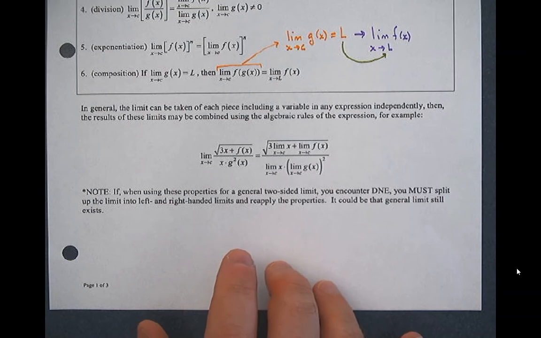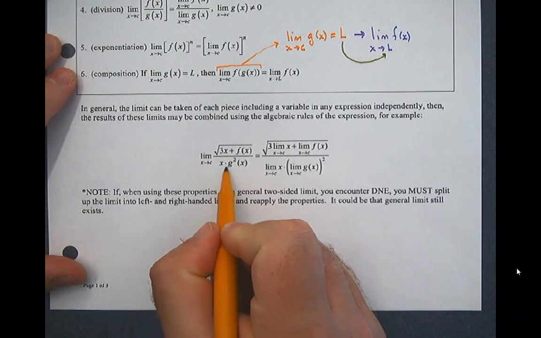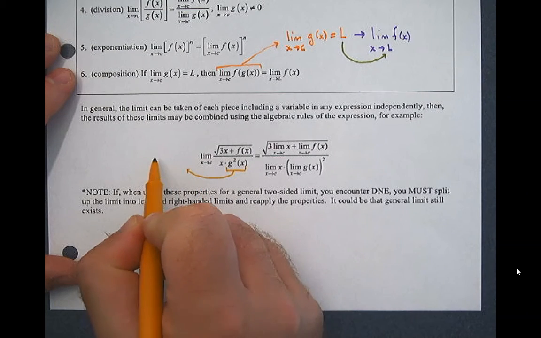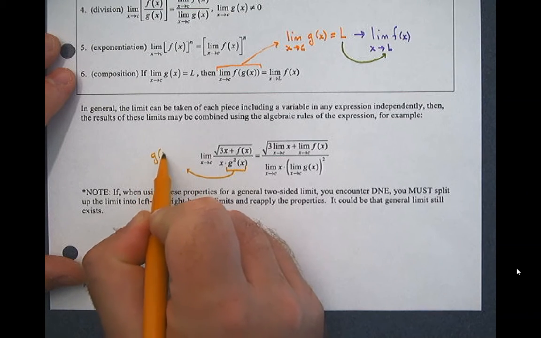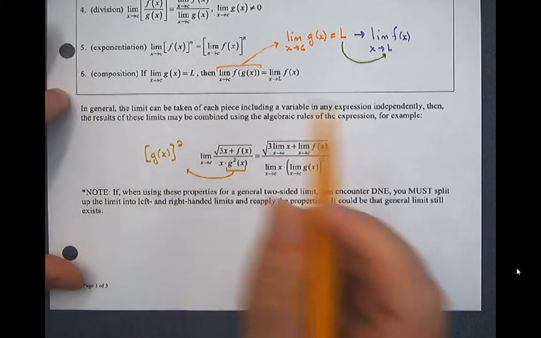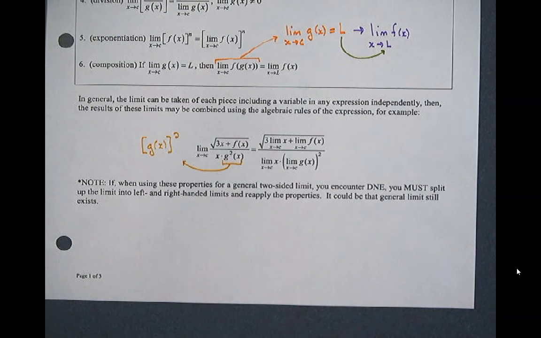Remember that this is kind of what we did with sine. Remember how we used to write sine squared? This means g of x, and the whole thing is getting squared. That's just a little notational idea.